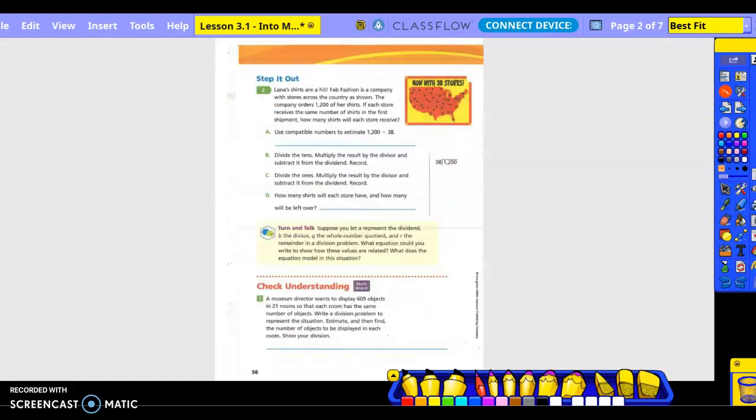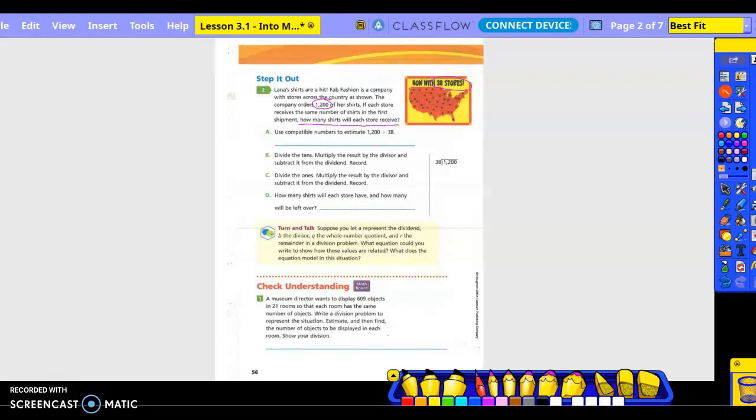Okay. Step it up. Number 2. Lena's shirts are in a fast fashion company with stores across the country, as shown. The company orders 1,200 of her shirts. If each store receives the same number of shirts in the first shipment, how many shirts will each store receive? Okay. And there's how many stores? 38, right?